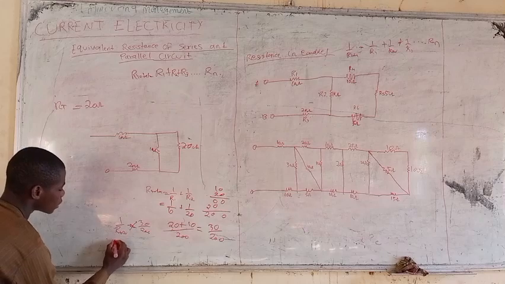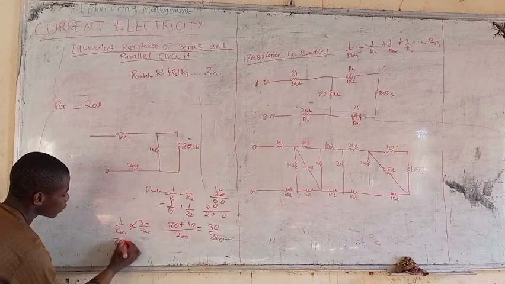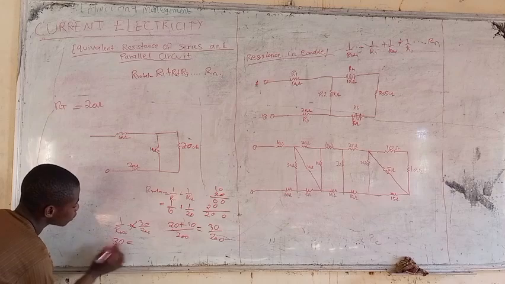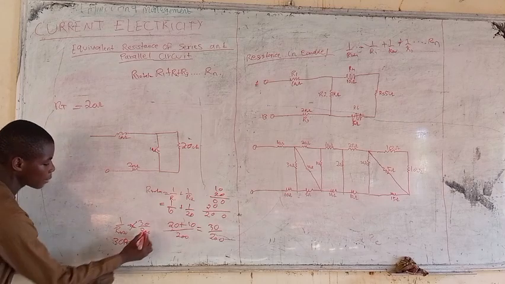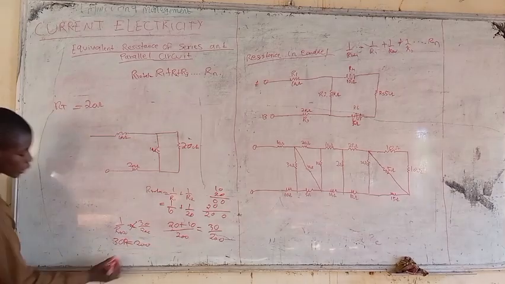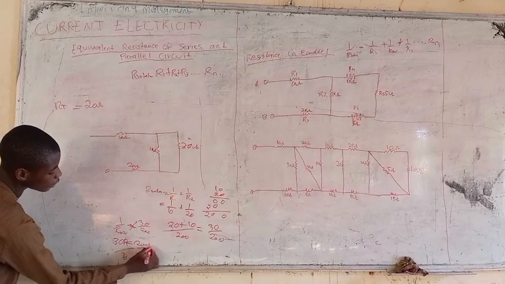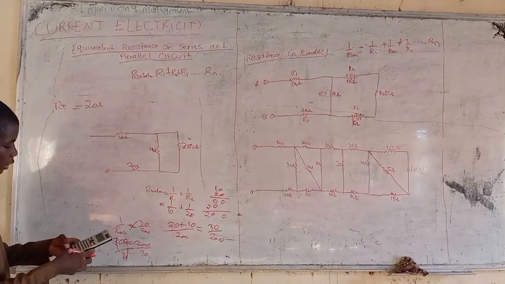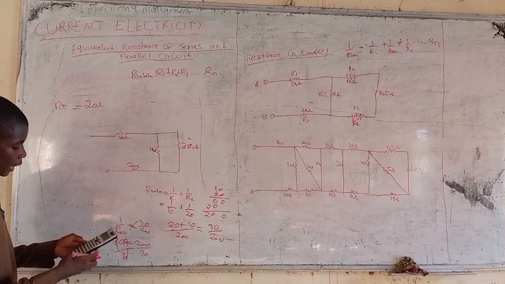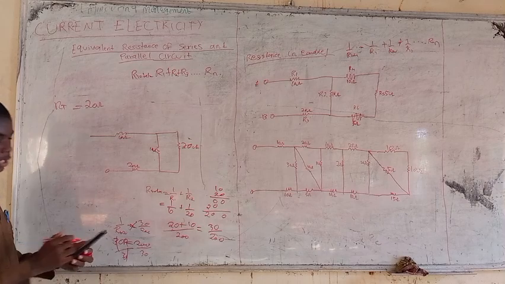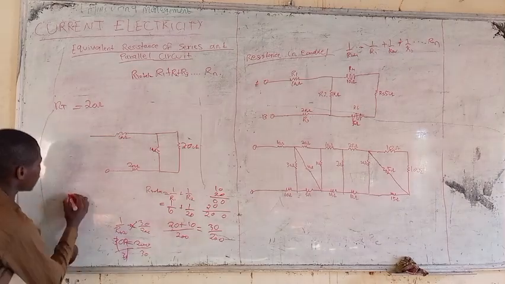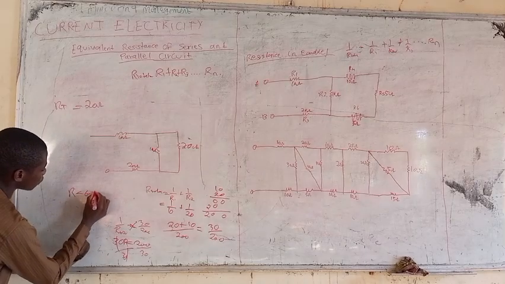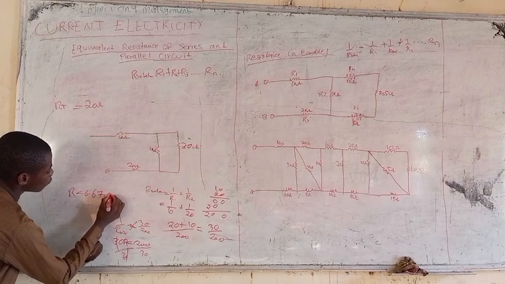R times 30 gives us 30R is equal to 200. Let's divide both sides by 30. 30 cancels 30, and 200 divided by 30 gives us 6.66. Let's round it up: 6.67 ohms.